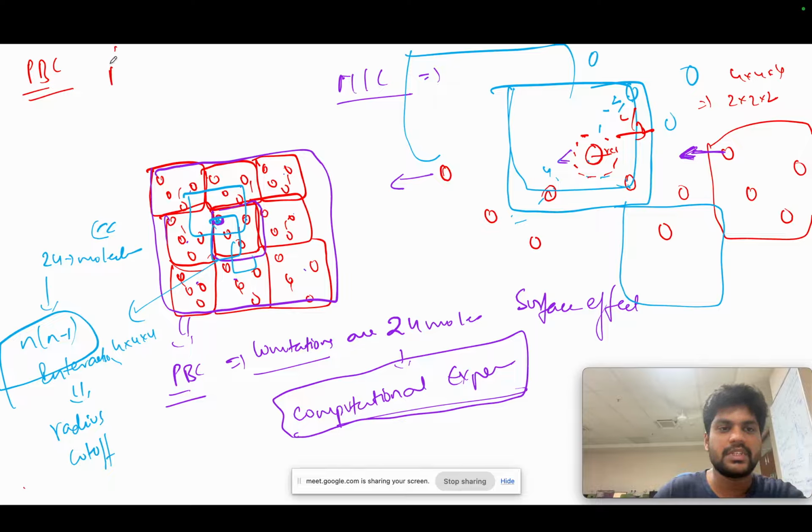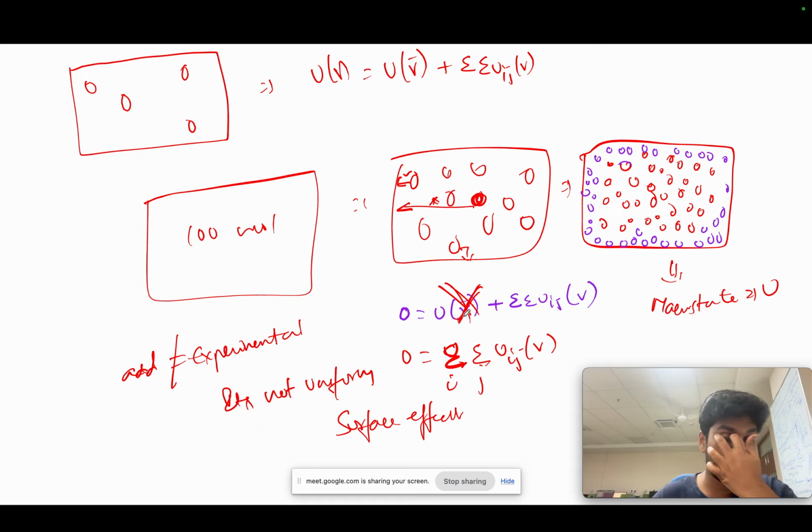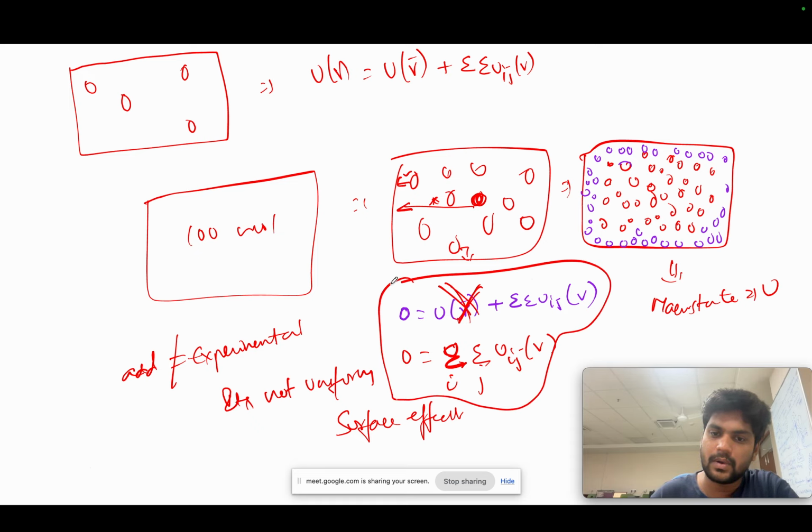So that's the PBC condition, the mirror image convention, and then the radius cutoff. By using these you are removing this effect. So now if you take the whole energy, the value is only this one. If you take any molecule, okay, any doubts in this?